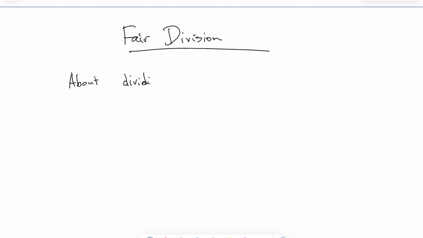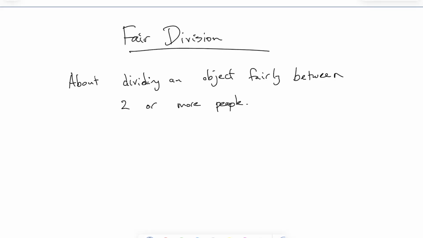dividing an object fairly between 2 or more people. Dividing an object. This is like if you and your roommate are sharing a cookie. What's the best way for you to split it up between the two of you? All right? Now, if it's just a cookie, the best way is probably you just cut it in half and you each take half. That's how you share a cookie.